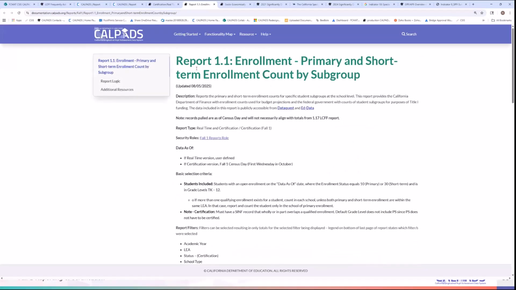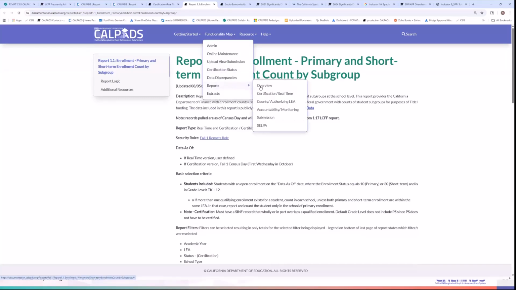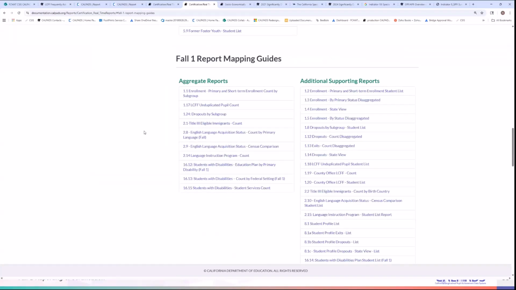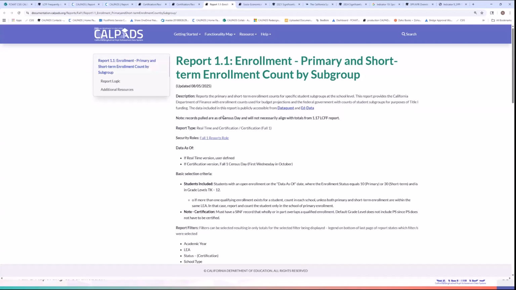So here you see report 1.1. How I get there is I go to functionality map, reports. You have certification and real-time reports, Fall 1 report mapping guides, report 1.1. So that's how you get there, and you make variations depending on the report you want to get to.